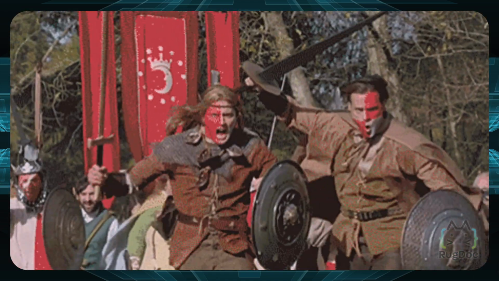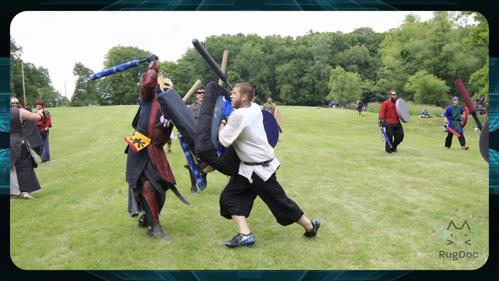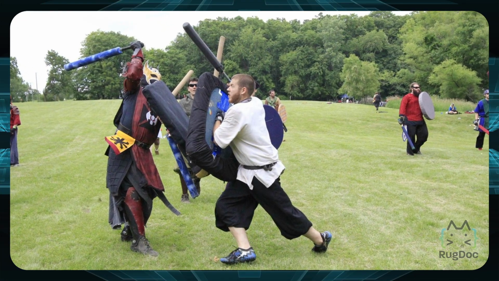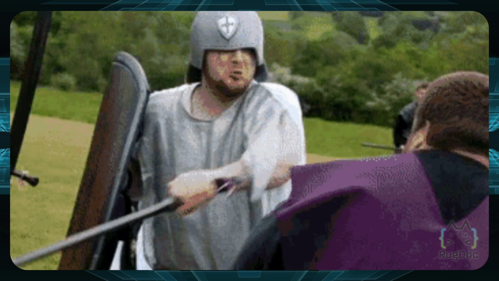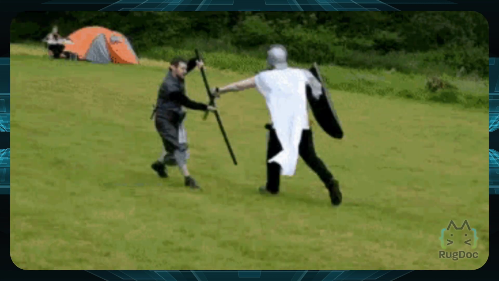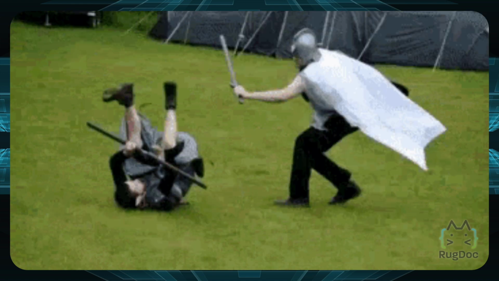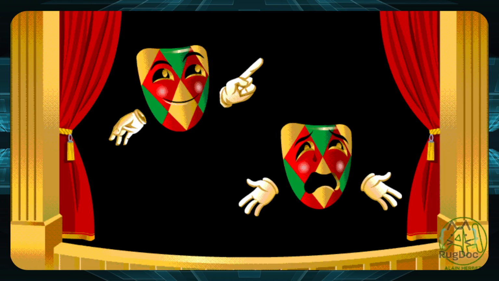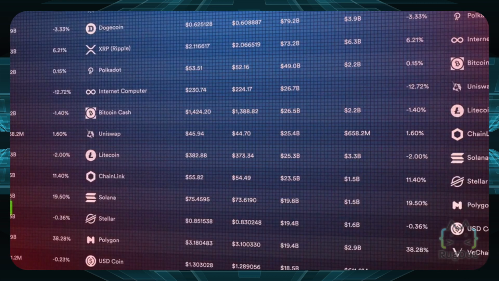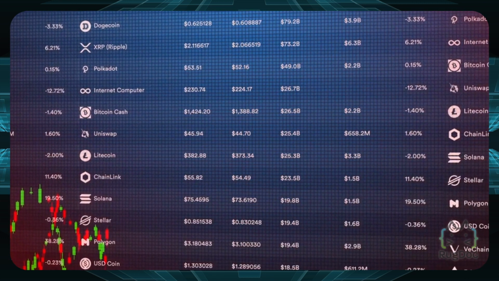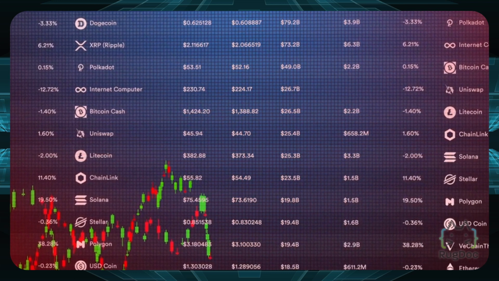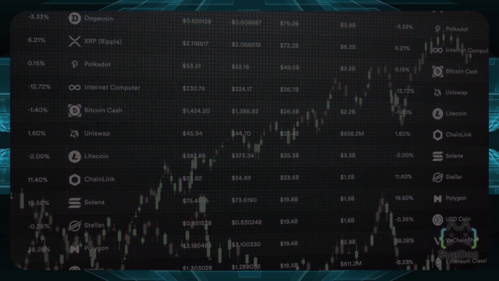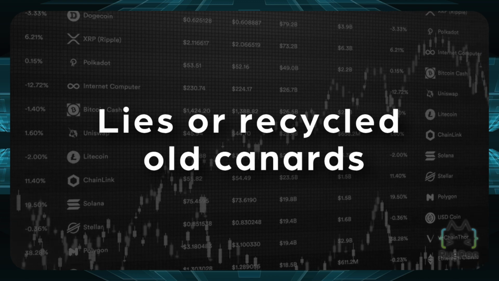If you know what LARPing is, LARPers are those people who dress up and talk in Belvedere Castle accents while whacking each other with cardboard swords. AKA they pretend to be knights and warriors and magicians and everything, but they're really not. So what do LARPers and yield farm operators have in common? Well, they both pretend to be something they're not. Many yield farms pretend to have a token sink or other mechanisms that will make them sustainable, when in fact, most of these LARPs are either complete lies or recycled old canards that don't really work.